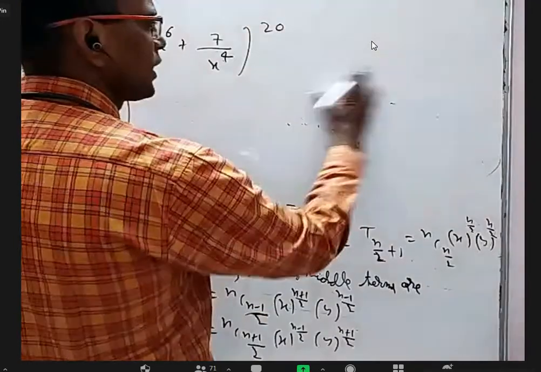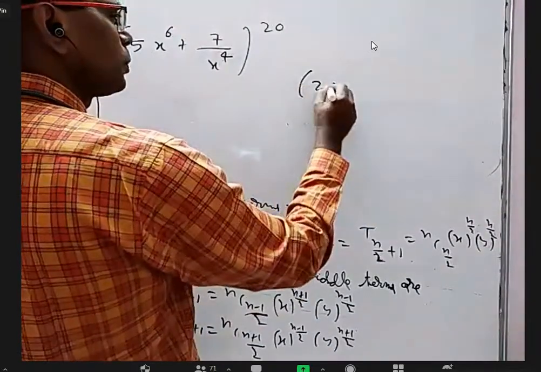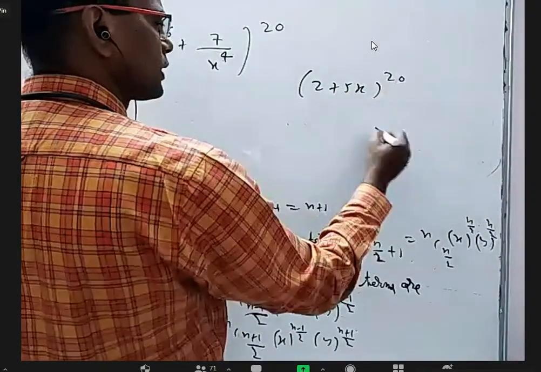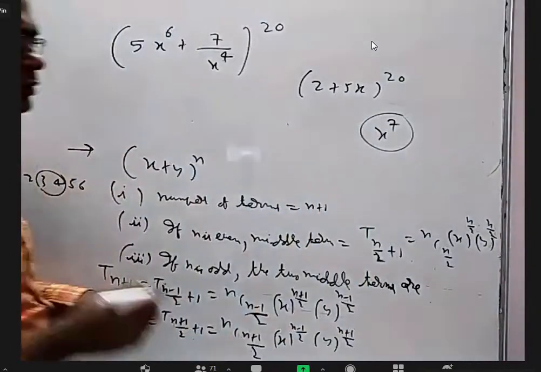Okay. Let us say if I have (2 + 5x)^20 and I want the x^7 coefficient. What is the answer?